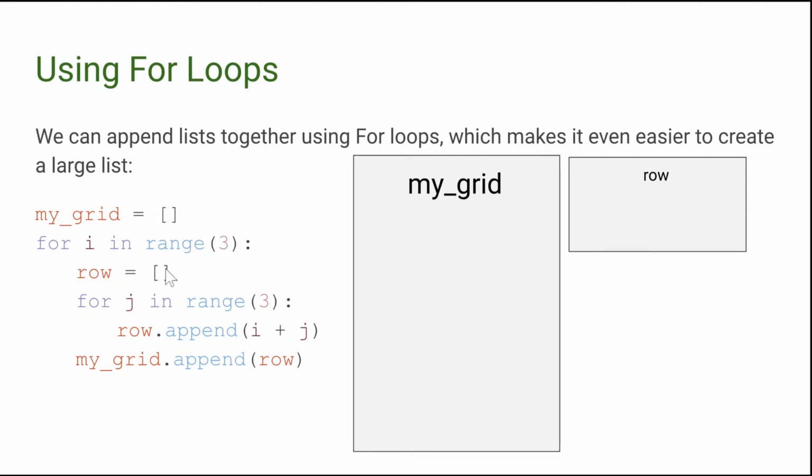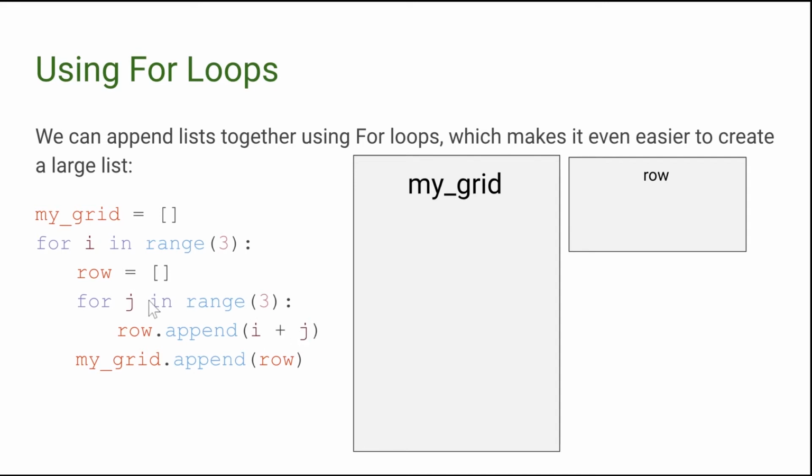I'm going to make a blank row, and then I'm going to have another for loop. For j in range 3, so I'm going to have 3 columns. This is going to make a 3 by 3 grid. If I increase those numbers, my grid is going to increase in size. So inside of that j for loop, I can say row.append. I'm going to add a new value to that row. I'm going to add i plus j.